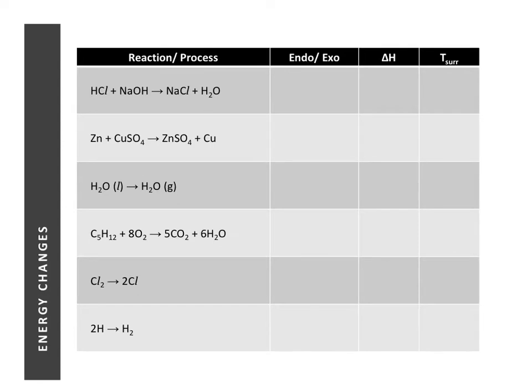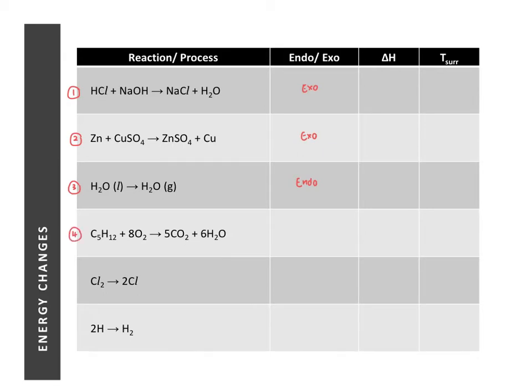Now lastly, let's run through this series of reactions and see whether, based on your memory of the common examples of endo and exo reactions, we can classify them correctly. Reaction number 1 is a neutralization reaction, so it's exothermic. Reaction number 2 is a metal displacement reaction, so it's exothermic as well. Reaction number 3 is a boiling process, so it is an endothermic process.